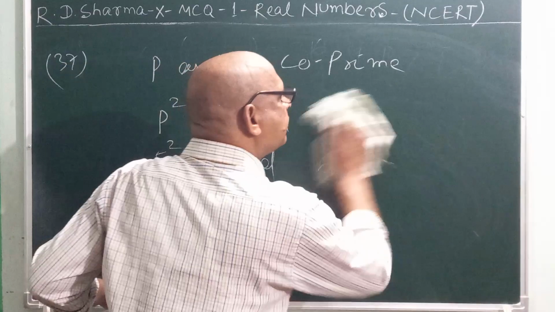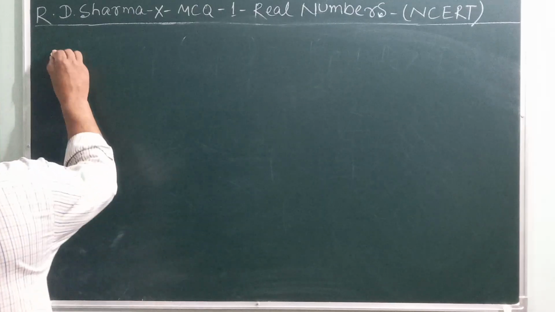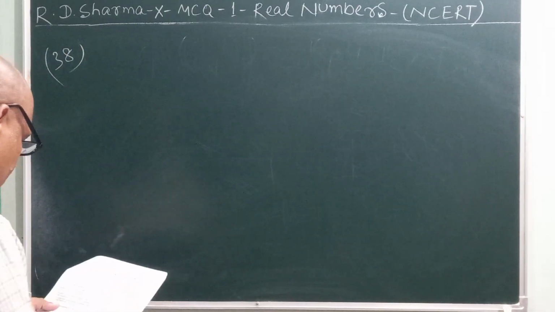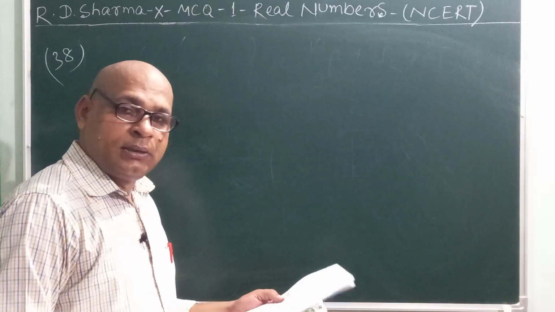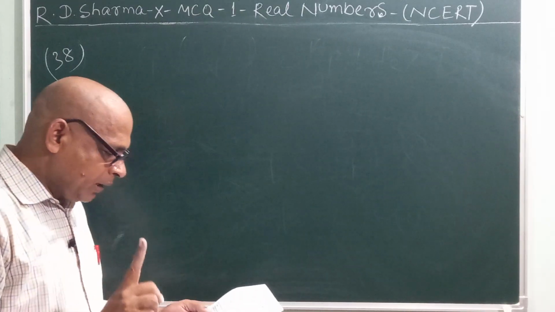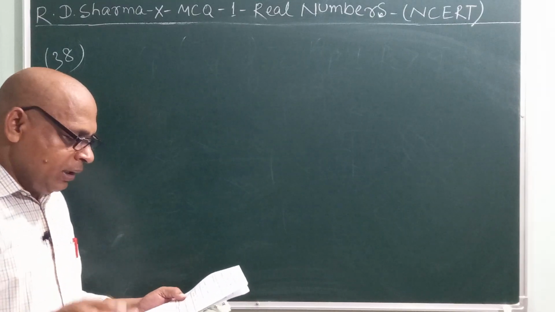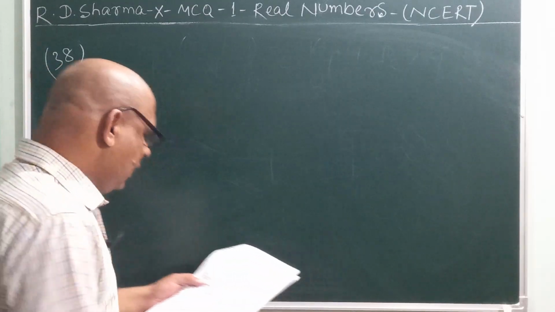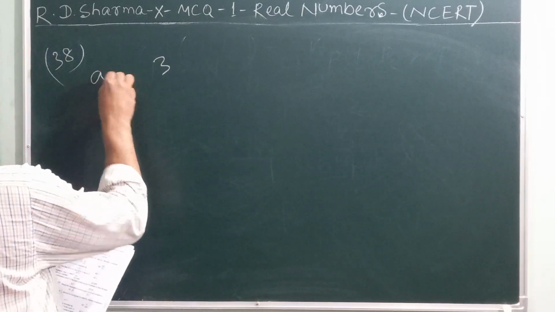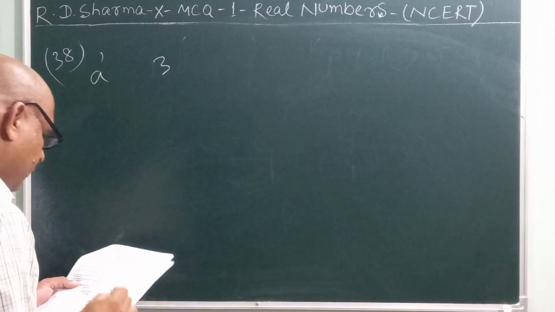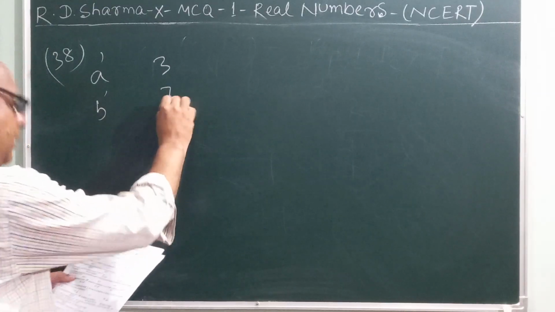Next, 38. If 3 is the least prime factor of number A, and 7 is the least prime factor of number B. Clear? 3 is the least prime factor of number A, and 7 is the least prime factor of number B.